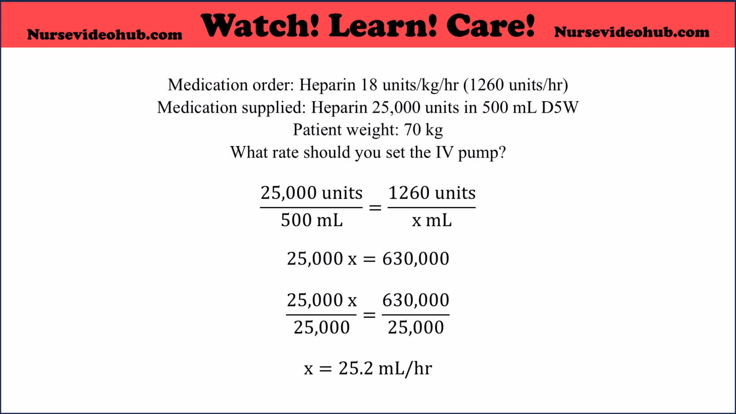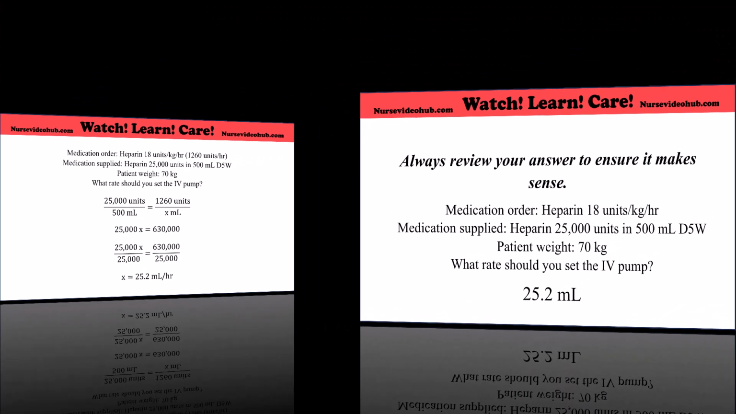Solve for the number of milliliters by cross-multiplying. 25,000 times 1, 1,260 times 500. That results in 25,000x equals 630,000. Divide both sides by 25,000 to solve for x. X equals 25.2 milliliters. Set the IV pump to deliver 25.2 milliliters per hour.